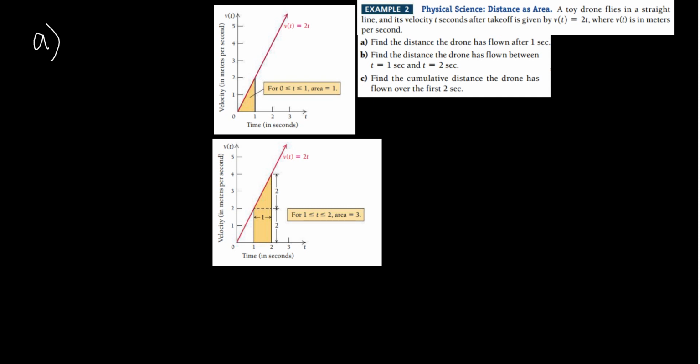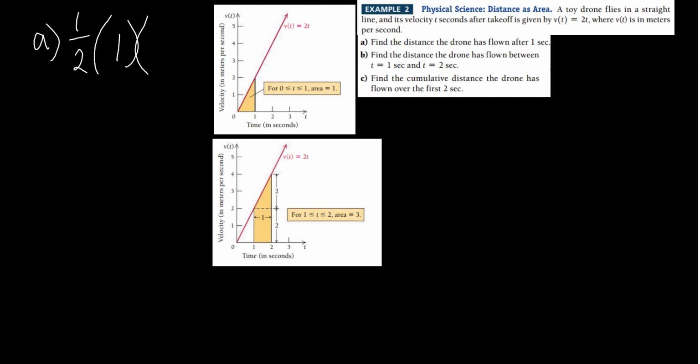The shaded area. If you recall, the area of a triangle is half the base times the height. So it's going to be 1/2 times the base. What is the base? The base is right here, and it's just 1. From 0 to 1 is 1 unit, so it's going to be half of 1 times the height.